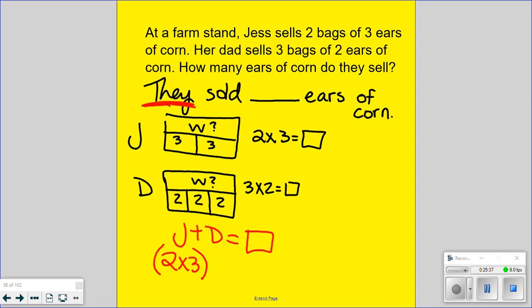What equation works for Dad? Bryson? 3 times 2. 3 groups of 2. What operation do I need to do to make sure I'm getting the total between those 2? Kaden? Plus. Yeah, I'm going to add. This equation right here will solve the whole thing.